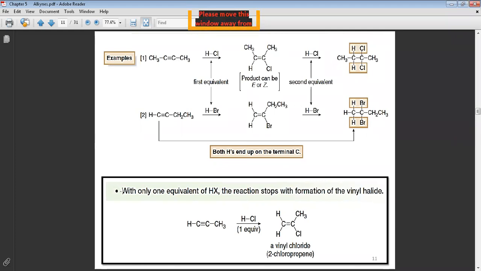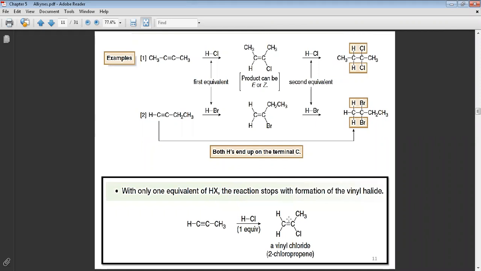And with one equivalent HX, the reaction stopped with the formation of vinyl halide. That means, students, if you have just one mole, if you say one equivalent, that means one mole of HCl. That means it will give you an alkene with the halogen on the double bond, which they call vinyl: vinyl chloride, vinyl halide, vinyl bromide.